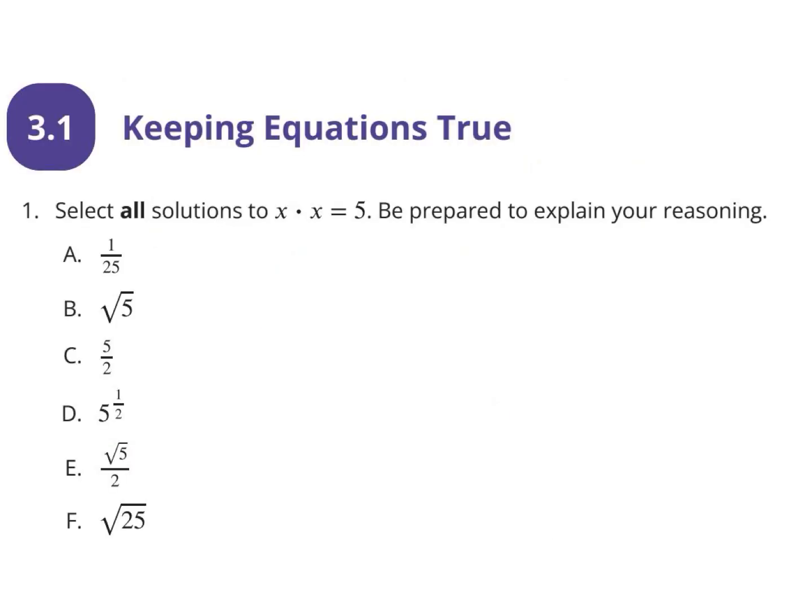All right, keeping equations true. Select all equations to x times x equals 5. X times x equals x squared. If x squared equals 5, we can't leave a solution with x squared, so we have to take the square root of both sides. So x is equal to the square root of 5, positive and negative.